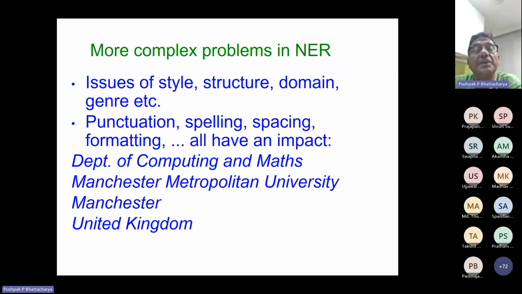Punctuation plays a role; spelling, spacing, formatting, all of them have an impact. So, Department of Computing and Maths. Here, DEPT, after that you have a full stop or a dot.